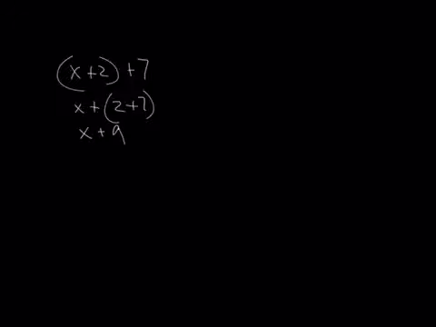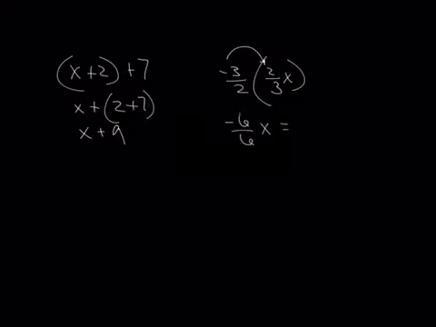Same is true with like number 46. They're just telling you multiply the two numbers together and then simplify or solve this. 6 over 6 is 1, and the negative carries along with it. And you can leave it as negative 1x, but you can also just take the 1 off and leave it as negative x. That works too.